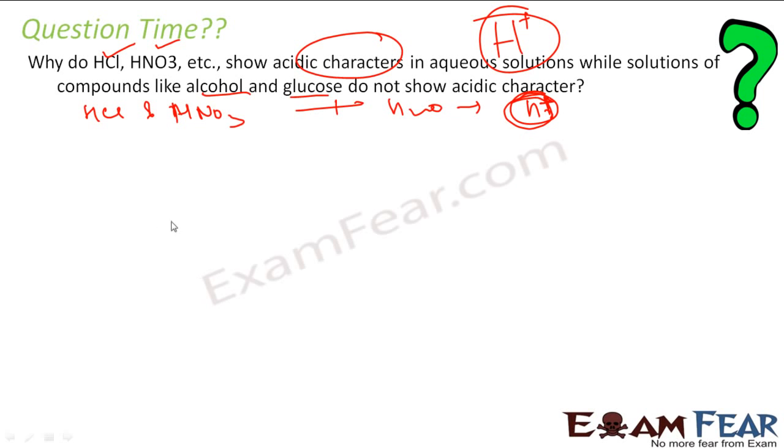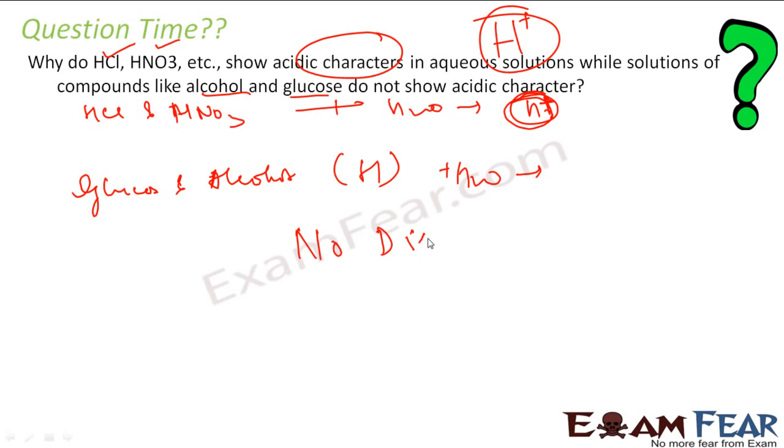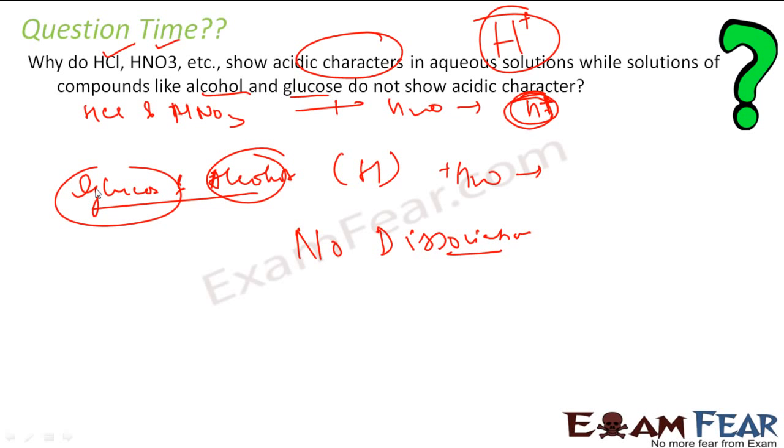But if you see glucose and alcohol, they have hydrogen, but when you put them in water, they don't dissociate. No dissociation, right? Because they have hydrogen in them, but when you put them in water, they don't dissociate because they are bound with a covalent bond. They are not ionic bonds. Covalent bonds are a little stronger, ionic bonds a little weaker.